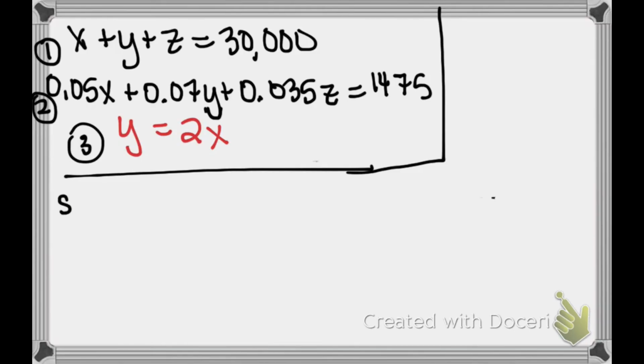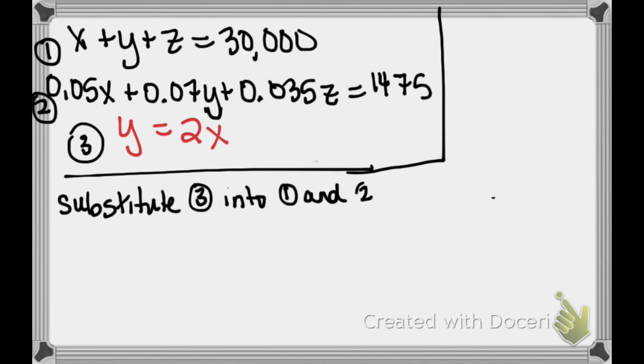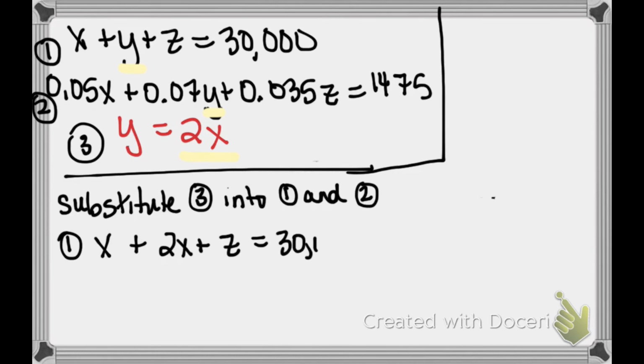All right, so we've got 3 equations and 3 unknowns, and we need to basically get 2 equations and 2 unknowns. So the way I'm going to do it here is substitute equation 3 into equations 1 and 2. So for equation 1, instead of y, I'm going to write 2x. So I have x plus 2x plus z equals 30,000. I am going to rewrite that, and I should probably call that equation 4, which will be 3x plus z equals 30,000.